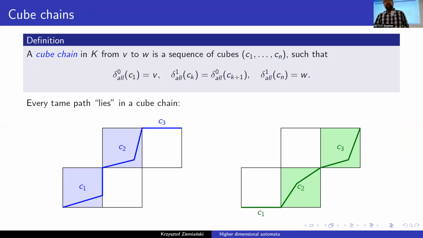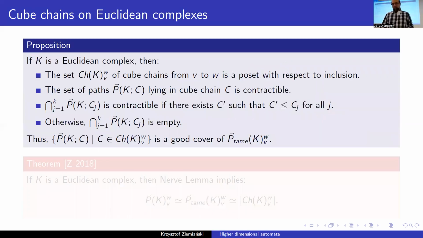So all Tame paths lie in cube chains. A cube chain is a sequence of cubes such that the first vertex of the first cube is your starting point, and these cubes touch each other, with the final vertex of one identified with the initial vertex of the next cube. You have just such a sequence of cubes, and this gives you a nice presentation of the space of Tame directed paths.